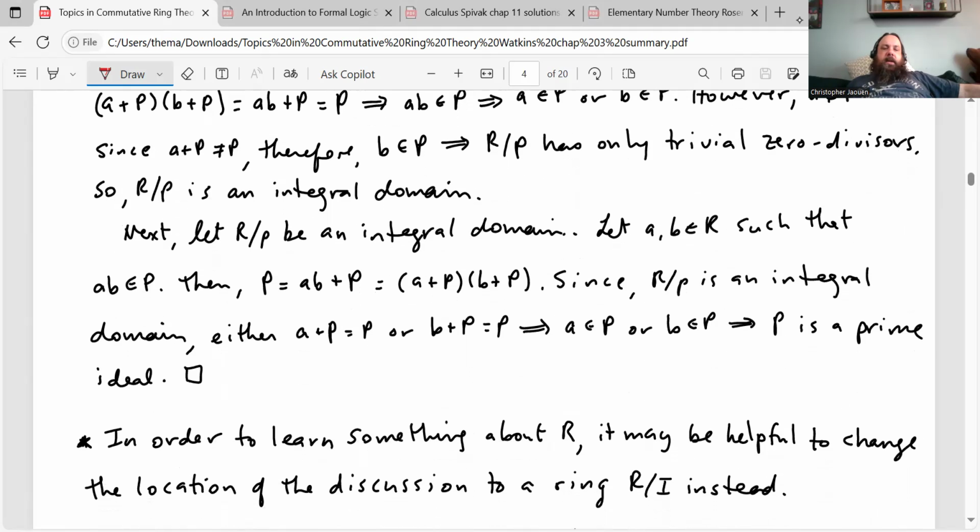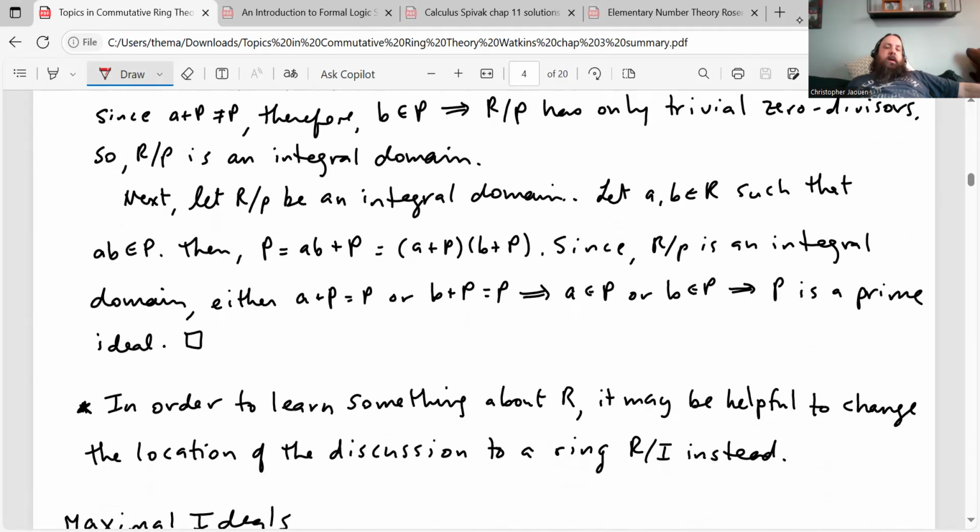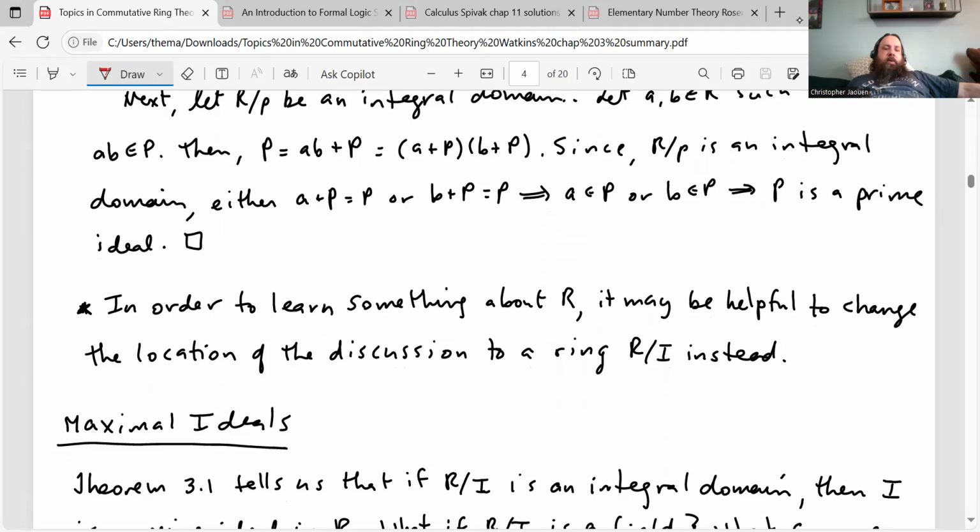All right, and then we go the other way. Let R mod P be an integral domain. Let a, b be elements of the ring R, such that ab is in P. Then P equals ab + P equals (a + P)(b + P). Since R mod P is an integral domain, then either a + P equals P or b + P equals P, which implies a is an element of P or b is an element of P, which means that P is a prime ideal because it satisfies the definition. Okay, and that's the proof for theorem 3.1.